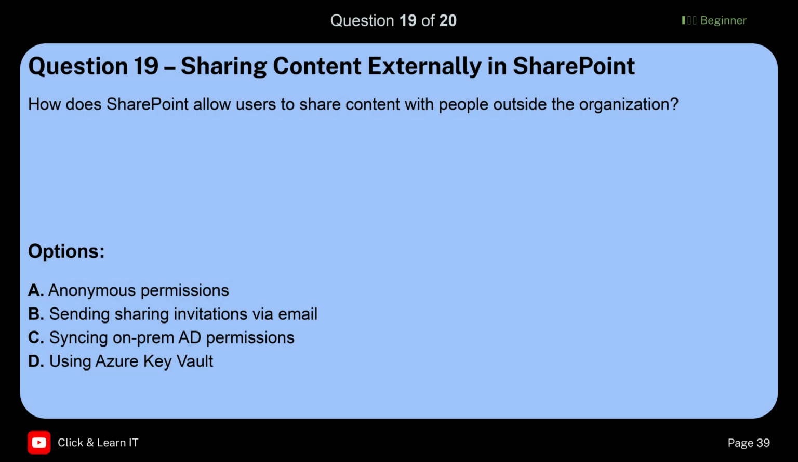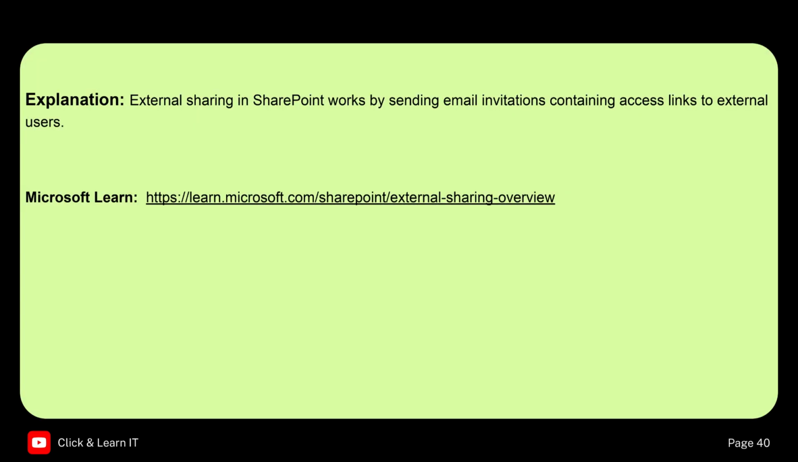Question 19. How does SharePoint allow users to share content with people outside the organization? The correct answer is B, sending sharing invitations via email. External sharing in SharePoint is achieved by sending email invitations with access links to external users.